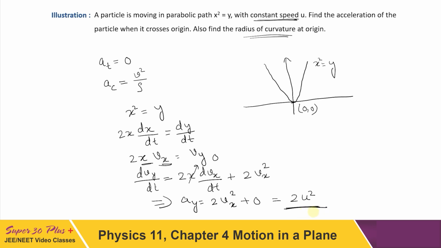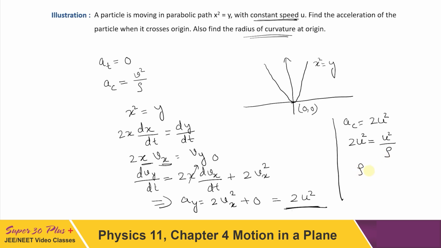This is the acceleration of the particle when it crosses the origin. Now in the next part we have to calculate the radius of curvature. Since tangential acceleration is 0, the acceleration we got has to be centripetal acceleration, which can be written as 2u square. From here we can write 2u square should be equal to u square upon rho, because v at that particular point is equal to u.